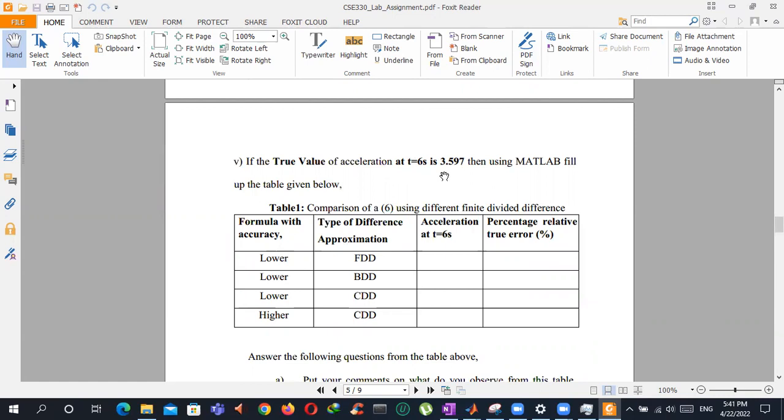Let me repeat once again. You can ignore the leftmost column. You don't have to worry about it. Then perform the differentiation using the forward divided difference formula and calculate the acceleration for time equals 6 seconds. Then compute the error using this true value. Do the same thing using the backward divided difference, calculate the acceleration value and compute the percentage error, and do the same thing using the central divided difference. Okay, ignore this leftmost column.